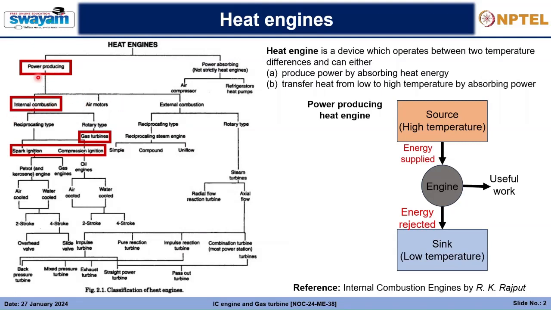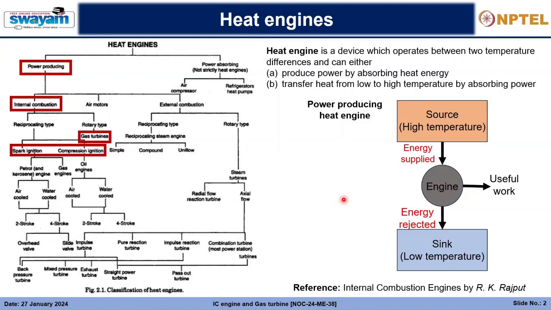But there are other classifications of power producing, like the air motors and the external combustion engines. I would suggest you go through these online, then you will get to know about them. And I will show you in today's session itself a few of the external combustion engines, such as the steam turbines. I will basically be following the book The Internal Combustion Engines by R.K. Rajput, and it has a very good number of sample problems that you can solve, and you can get your confusions out.